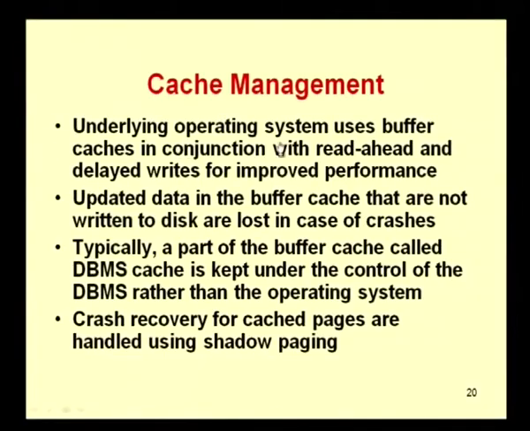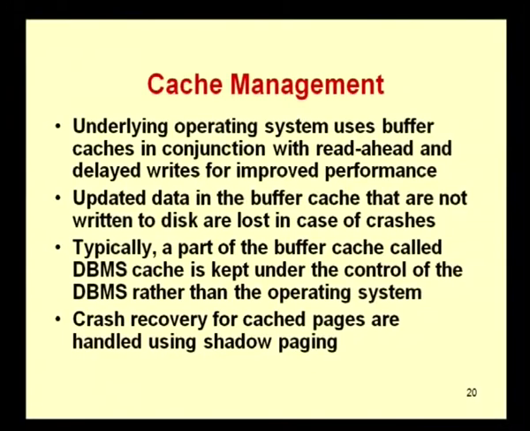Next, when we are talking about main memory and disk, we have to talk about cache management also. The underlying operating system uses buffer caches in conjunction with read ahead and delayed writes for improved performance. Updated data in the buffer cache that are not written to disk are lost when there is a crash. Remember, we are talking about recovery management. Typically a part of the buffer cache, called the database cache, is kept under the control of the database management system rather than the operating system. Crash recovery for cache pages is handled using something called shadow paging, which we will talk about later.